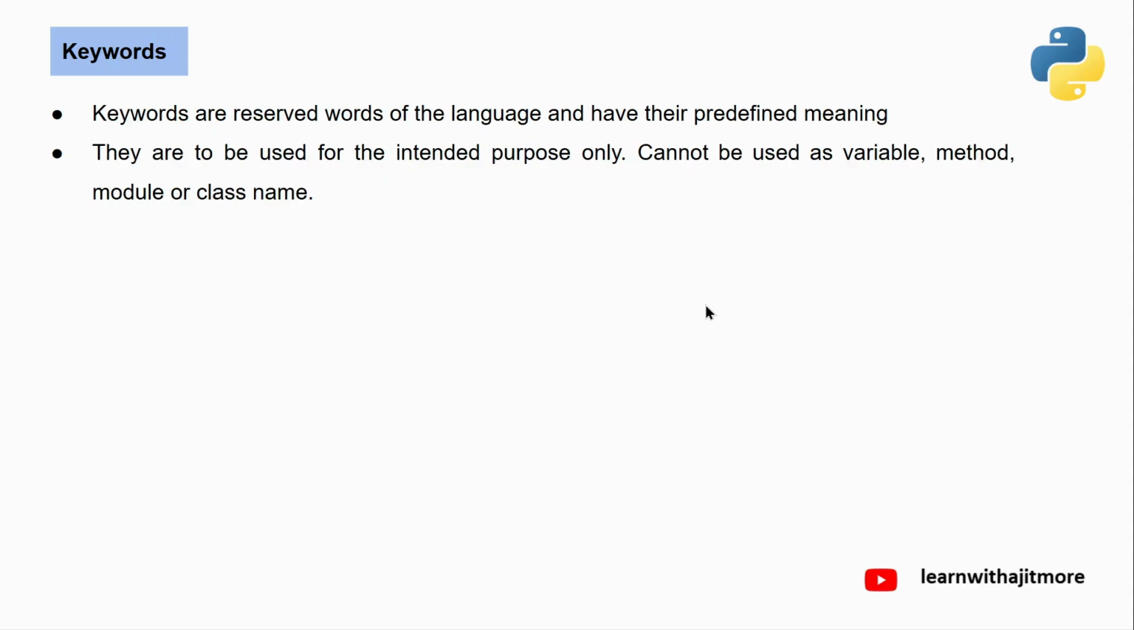Isn't it the same rule in our natural languages as well? If you take English, Hindi, or Marathi, English is also having a set of reserved words, and their purposes are decided. Articles are there, verbs are there, adverbs are there. Yes or no? So you have to use them for that purpose. You cannot use them for anything else.